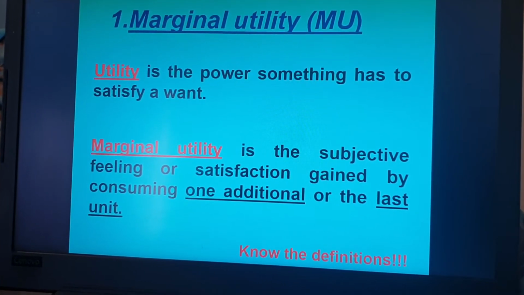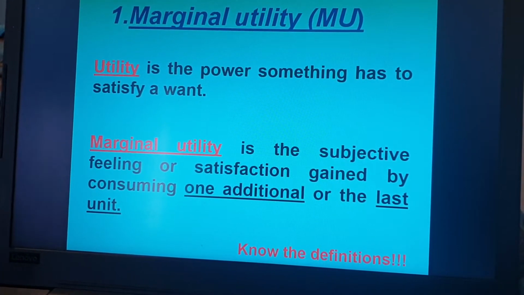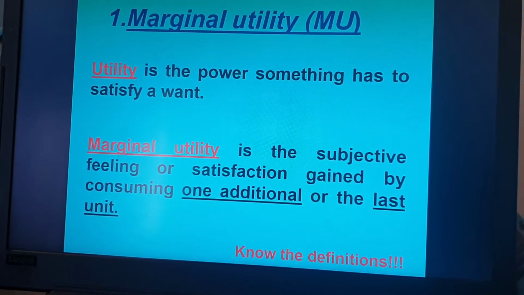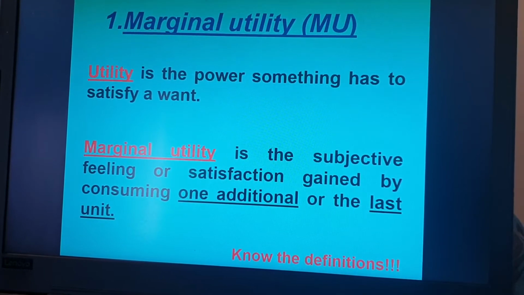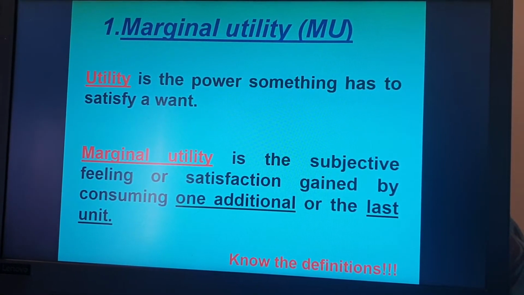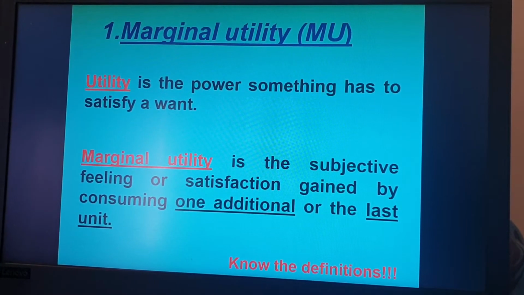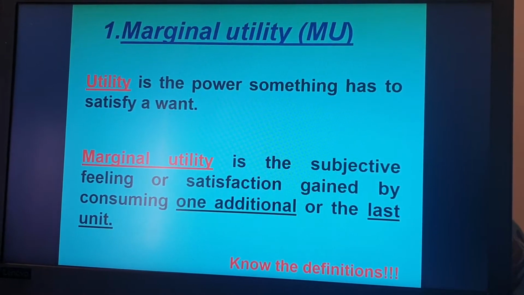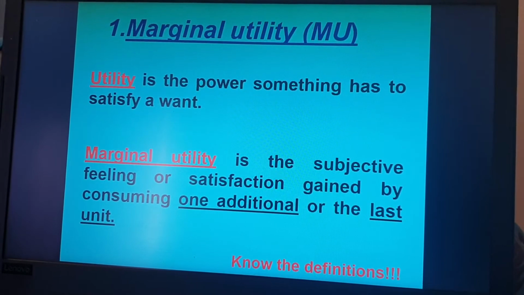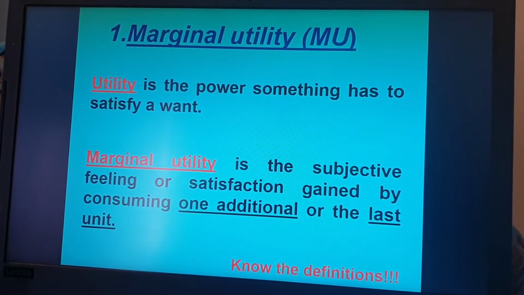Marginal utility. Again, a couple of definitions you need to know. Utility is the power something has to satisfy a want. Marginal utility is the subjective feeling or satisfaction gained by consuming. Remember, I said marginal means additional. So consuming one additional or the last unit. So make sure you know these definitions. They are very important. With marginal utility, you'll also see the more you consume of a product, the less satisfaction you will get from it.